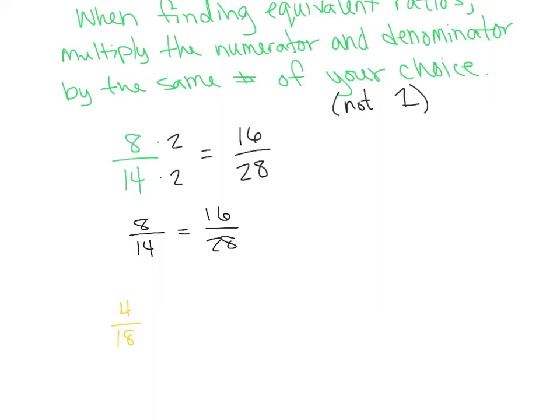If you have another one, let's say you had 4/18, multiply it by any number other than 1. You can multiply it by 2 again, but we'll multiply this one by 3. And 4 times 3 is 12, and 18 times 3 is 54, I believe. So your answer would be 4/18 is equal to 12/54. Those are pretty easy, because you get to decide what you're multiplying by, as long as it's not 1. So that's that lesson.